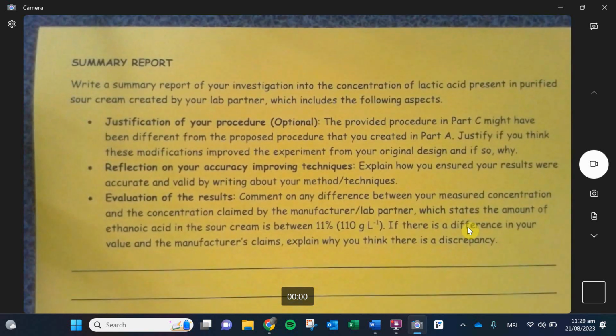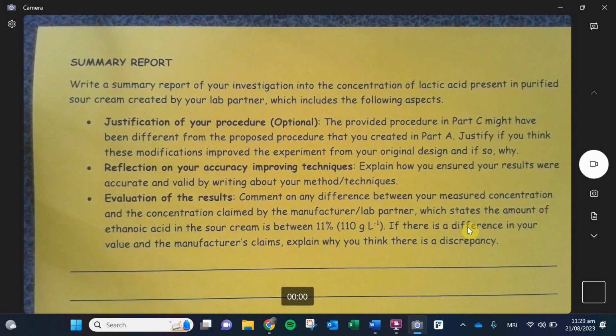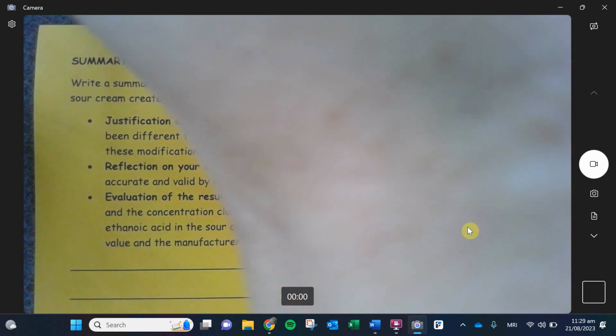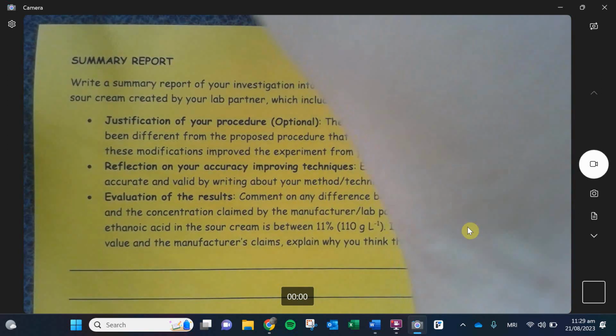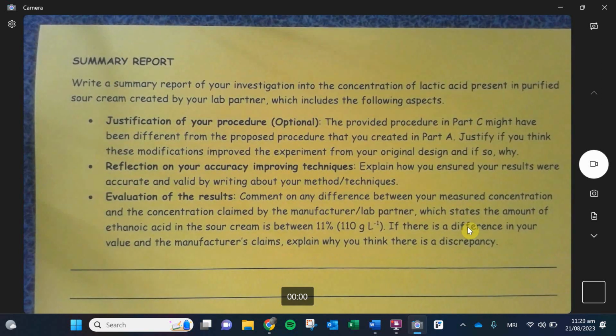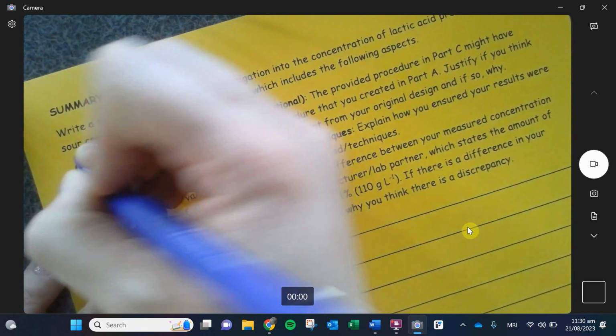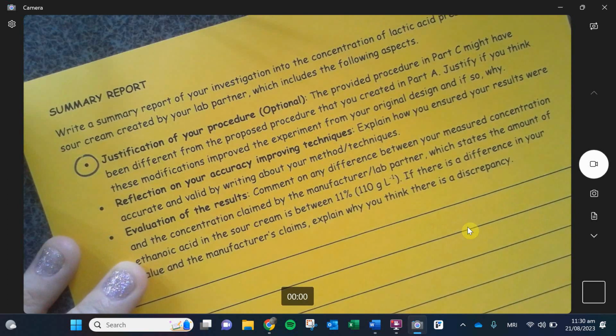The first bit is a justification of your procedure. And if you notice, I have marked it as optional. That's really important that you pay attention to, because you don't necessarily need to write this justification. You only need to write this justification if in part A you did not get your excellence. So this first one here is basically your second chance of getting excellence for part A.